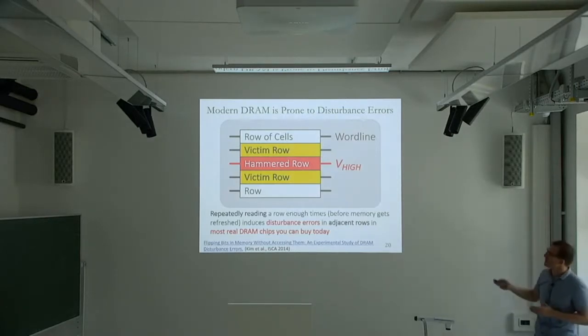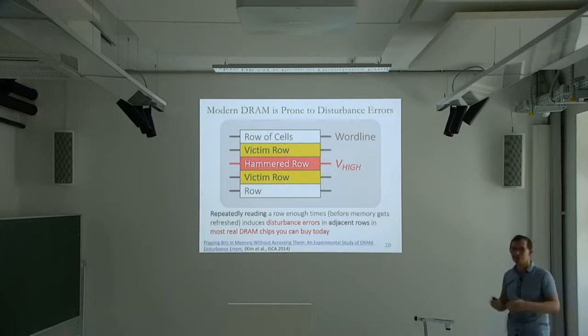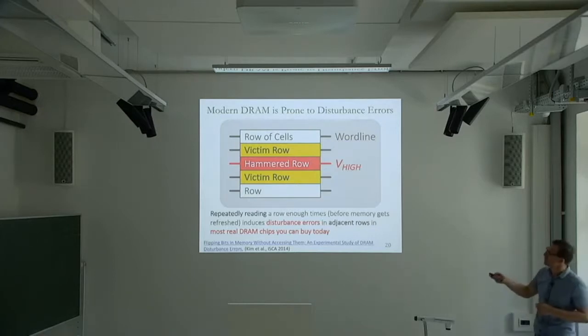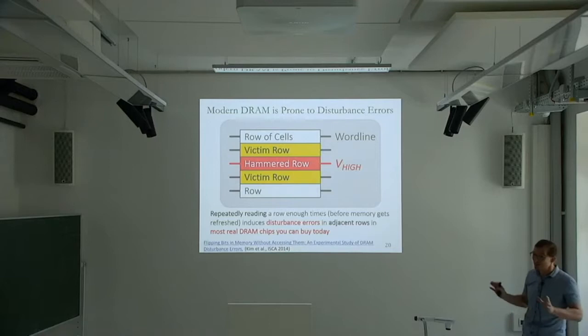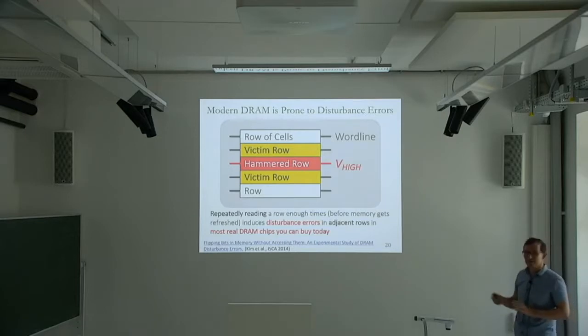It's read disturbance, basically. Whenever you're reading this row, you're really disturbing the adjacent rows. It exists in all memories, as far as I know. It exists in hard disk. It exists in SRAM. It exists in PCM. But in DRAM, it's fundamentally programmatic, because DRAM is directly exposed to your programming language, as we will see. And it's a scaling problem.